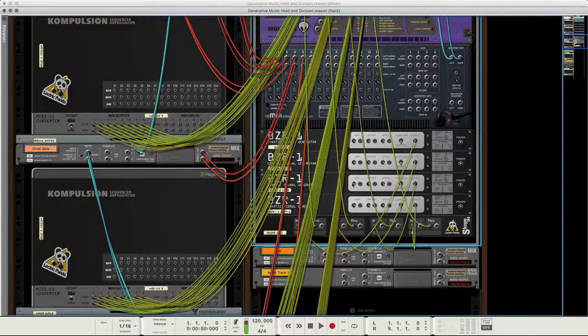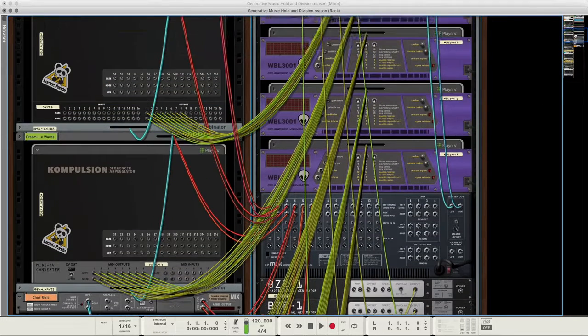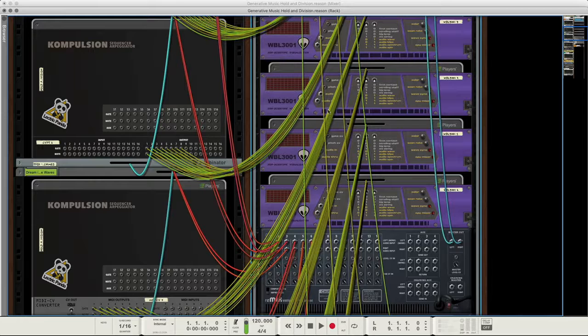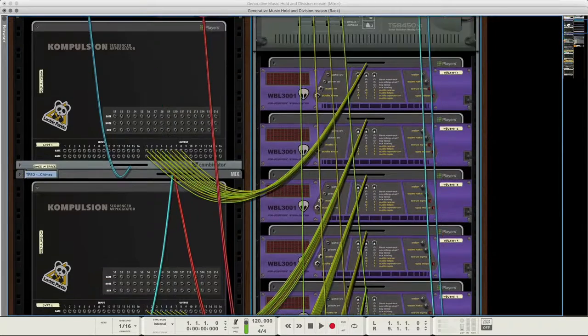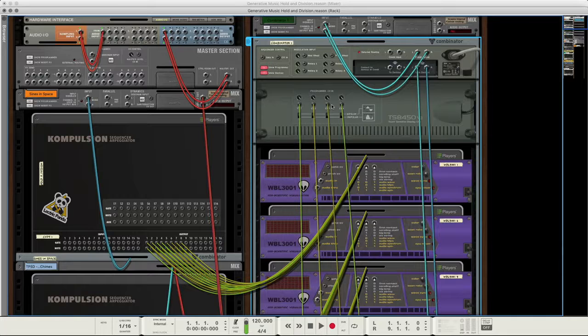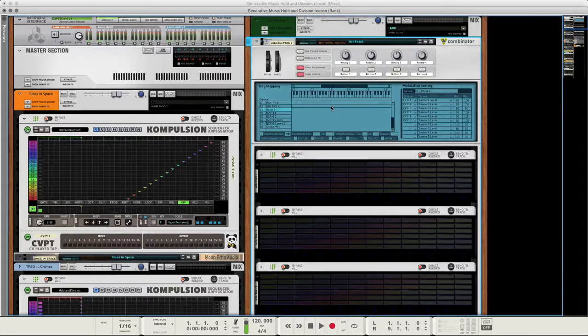Okay, so what's actually happening though is it's being sent to here, but then it's also being sent up, up, up. You can follow along these 4 lines here, the 4 skinny lines. That's being sent up to the 1, 2, 3, and 4 on the back of this combinator device, which has the mixer and a whole bunch of other things in it.